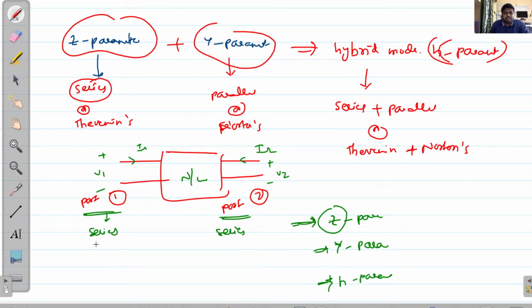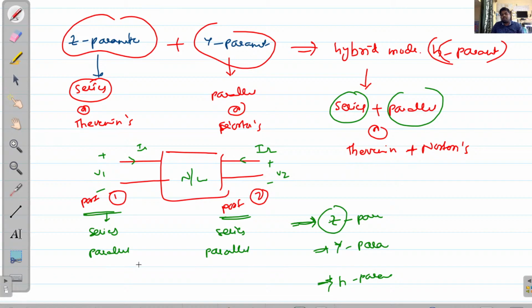In the case of Y parameters, both the ports are parallel. Then you can apply Y parameters to get the answer within less time. And in the case of H parameters, as I already told you, it's a combination of series and parallel. So at port 1, what type of configuration you take, and at port 2, what type of configuration you have to consider.